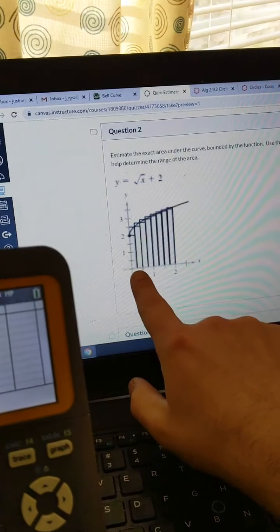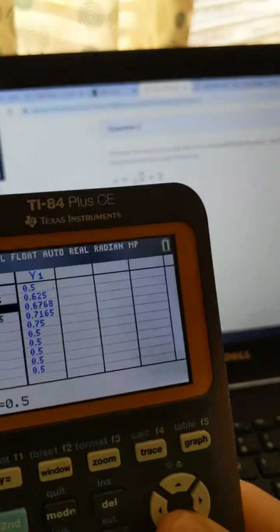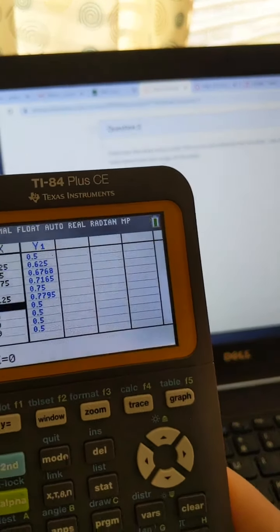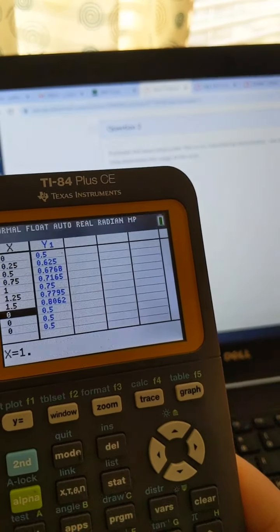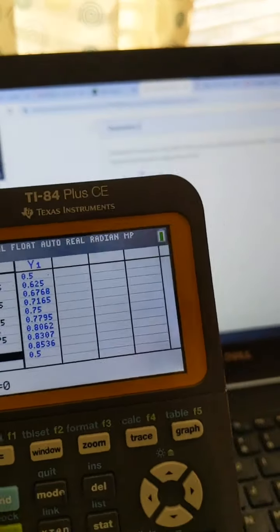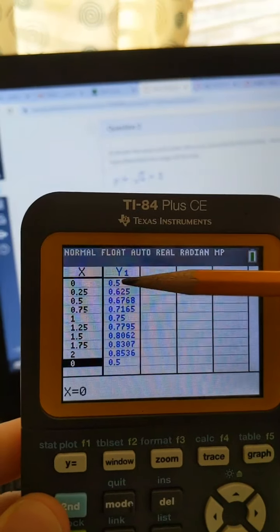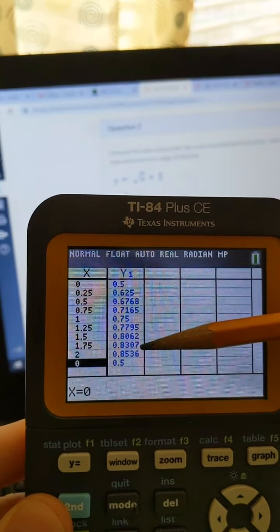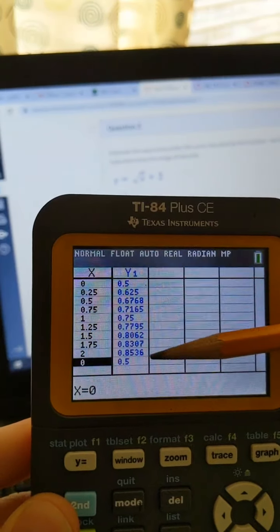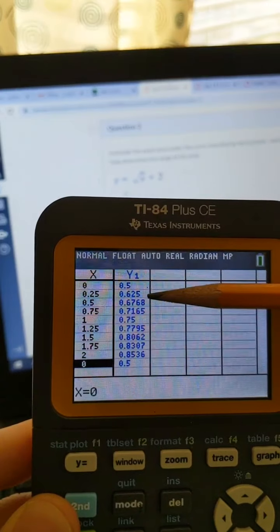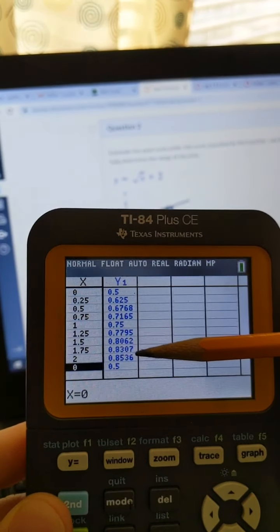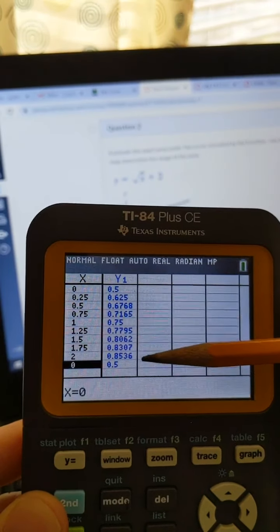Each box is 1/4 wide, so I'm going to keep my table going all the way through 2. So 1.25, 1.5, 1.75, and 2. On the left edge, we only need from 0 to 1.75, and on the right edge, we need 0.25 to 2. So I'm going to make a list of the first 8 numbers, and then I'll make another list of the last 8 numbers.